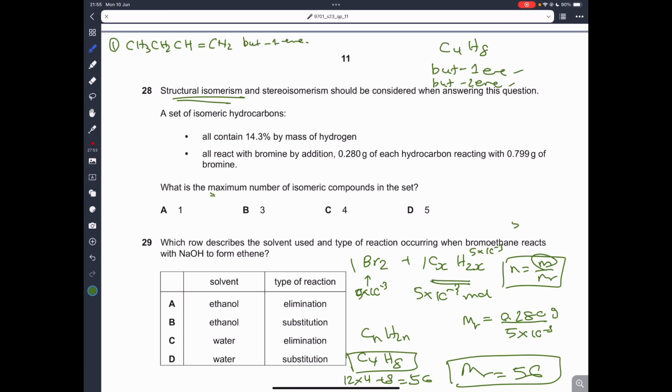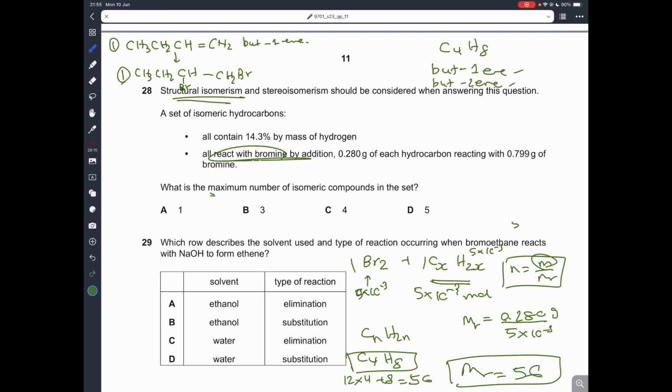Okay? And this will react with bromine, by bromine addition. So this is going to be CH3, CH2, CH, opening the double bond, Br, CH2, Br. Okay. So this is going to give us our first compound.